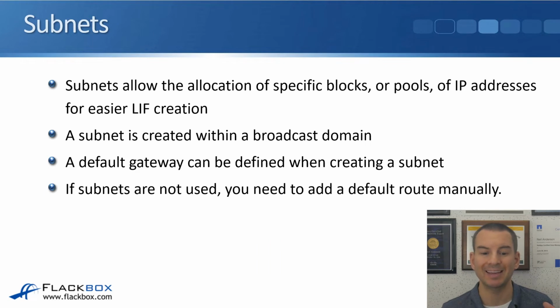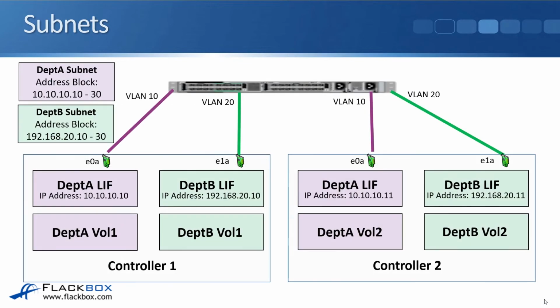A subnet is created within a broadcast domain, and a default gateway can, and usually will, be defined when creating a subnet. If subnets are not used and you want a default route, then you would have to do that manually. And I'll show you how to create manual routes at the end of this lecture. So let's have a look at how our subnets work.